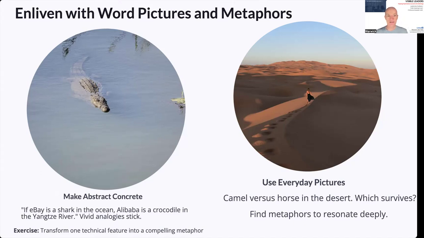So we can break this down into word pictures and metaphors. So making the abstract concrete with a metaphor. Here's a quotation from Jack Ma, and this is going back to when Alibaba was competing with eBay. And at the time, eBay was the giant. Alibaba was the small, upstart. So if eBay is a shark in the ocean, Alibaba is a crocodile in the Yangtze River.